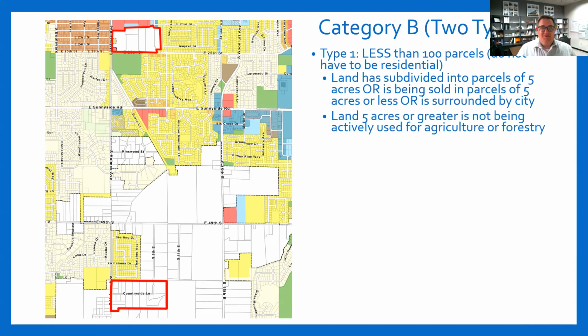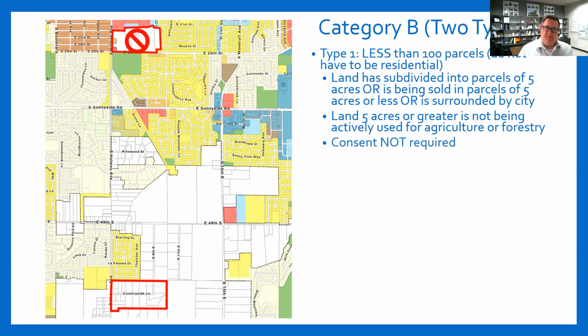Now, there's a new addition to the law that was made, I believe 2 years ago, it may have been 3. But if there's land still on there that is 5 acres or greater, it can't be used for agriculture or forestry if it's going to be considered for annexation as a category B. So the parcel on the top of that picture, that's completely surrounded by the city, but it's all ag. And even though it's been divided into some parcels of 5 acres or less, and there's a couple of homes on it, that land is not eligible for annexation because it has that ag or forestry use on it.